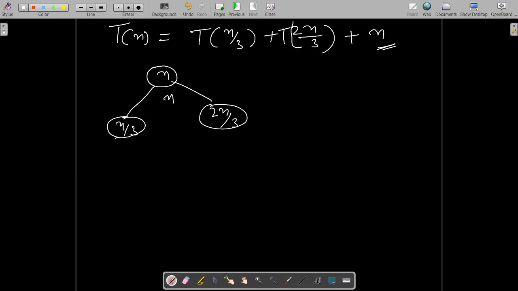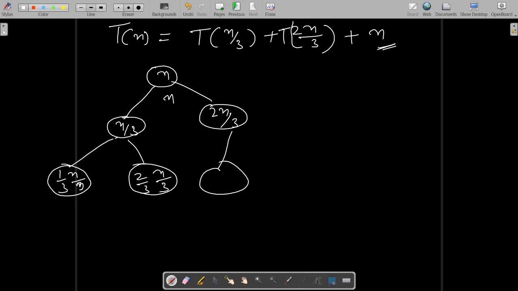And at this level the input size n by 3 is further divided into 1 by 3 of n by 3, and the second part would be 2 by 3 of n by 3, and here also it would be 1 by 3 of 2n by 3 and 2 by 3 of 2n by 3. This is how the input size is getting divided, and at each division n operations are involved. So here the value of n is n by 3, so a total input size of n by 3 would be involved. Here the input size is 2n by 3.